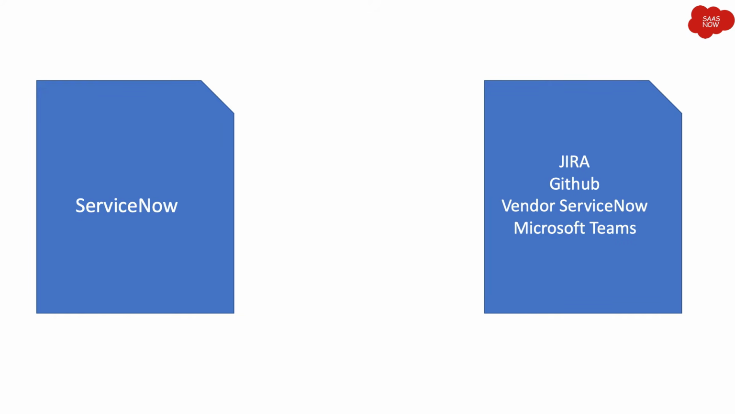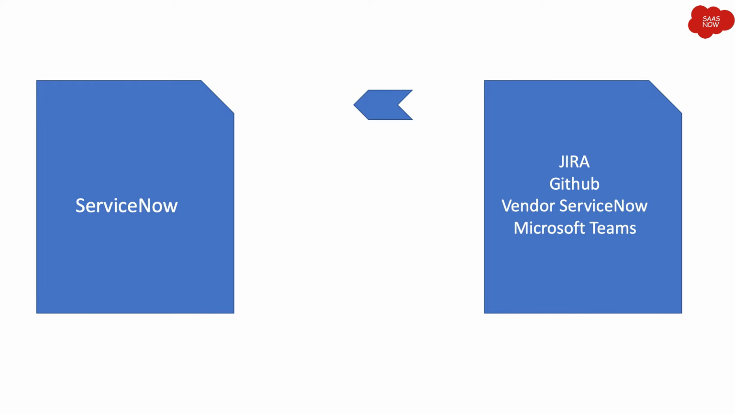Like you can see, we have ServiceNow. For inbound integration, you have ServiceNow and then we have other applications like Jira, GitHub, Vendor, ServiceNow or Microsoft Teams. These are some applications which your organization might need to integrate with ServiceNow. They might need some data, they might need to insert some data into ServiceNow.